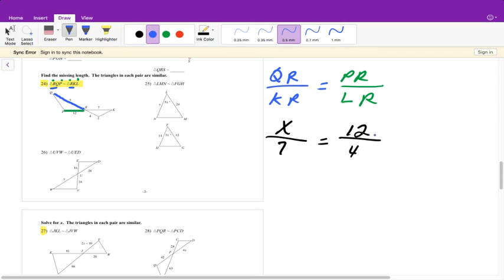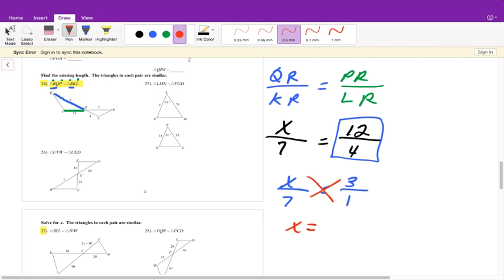All right, we can go ahead and reduce this 12 over 4 just to make it easier for us to solve. So that will then be equal to 3 over 1. When we have two fractions that are equal, we cross multiply, so X is then equal to 21. Nice and easy.